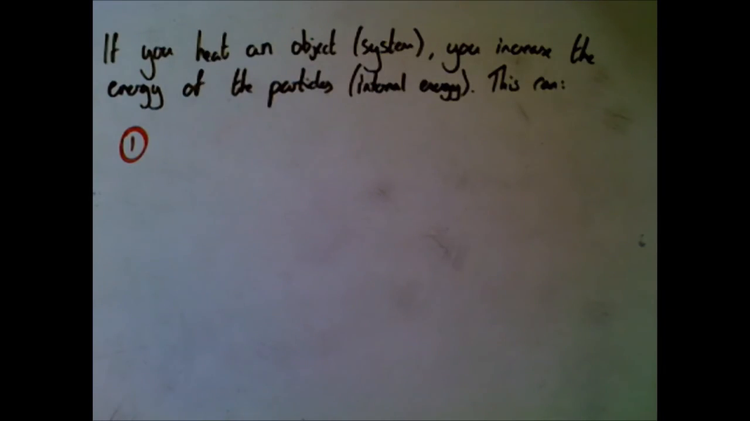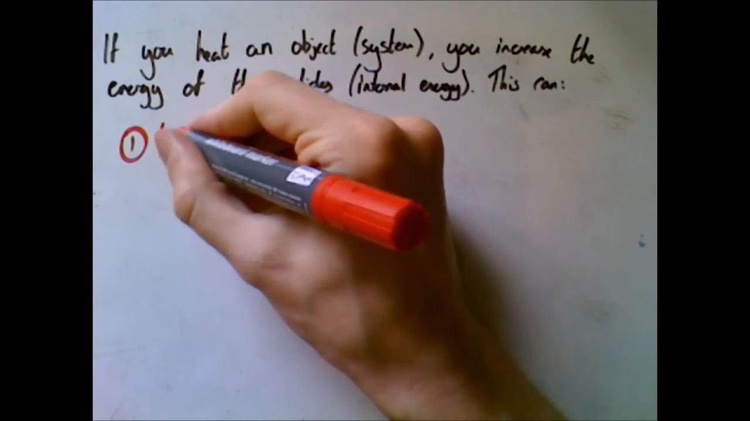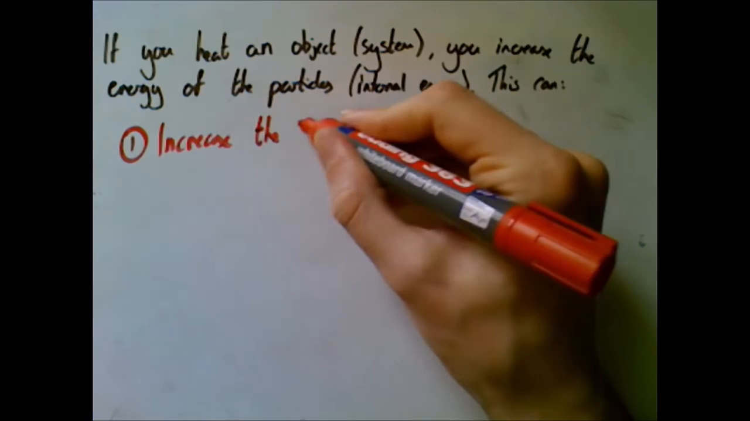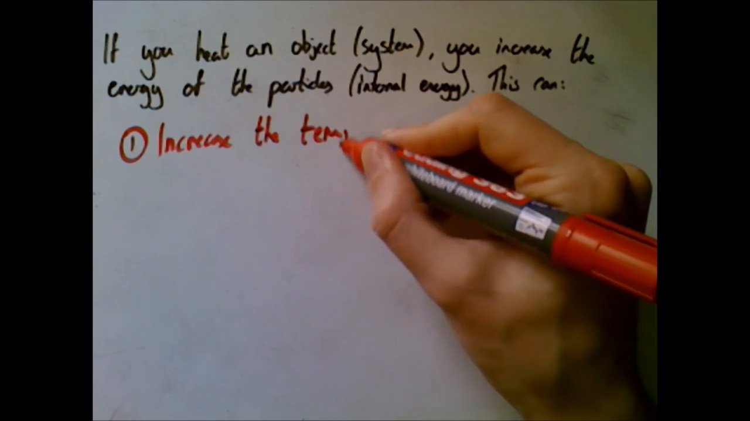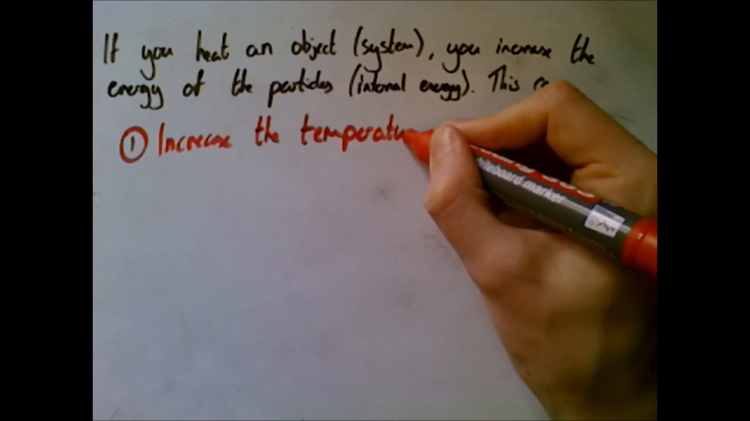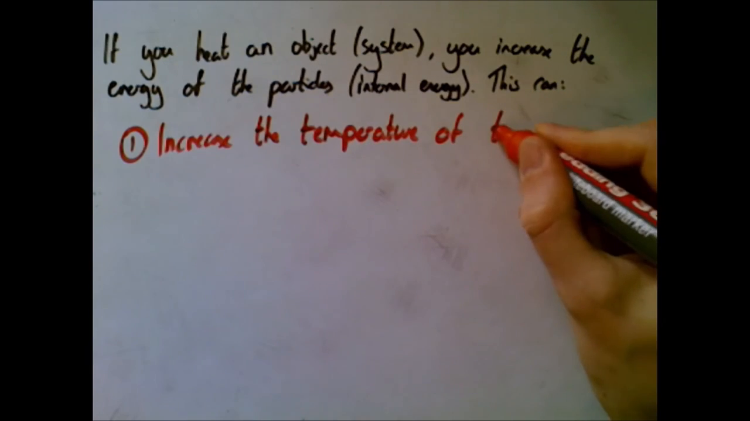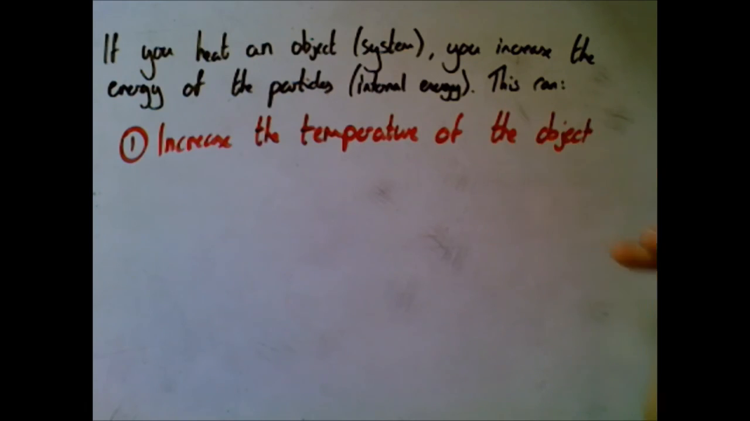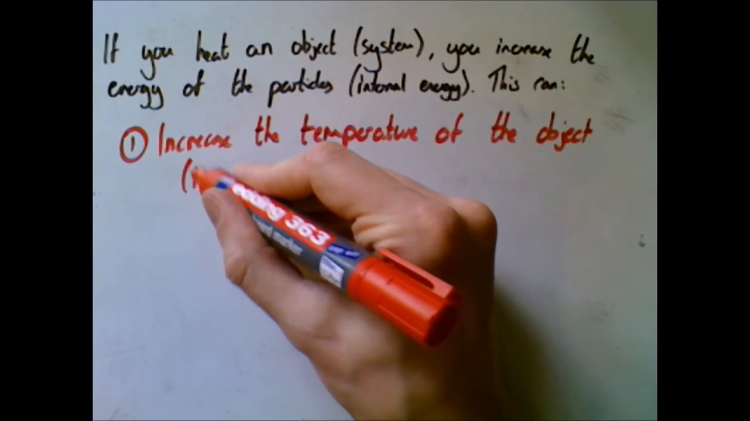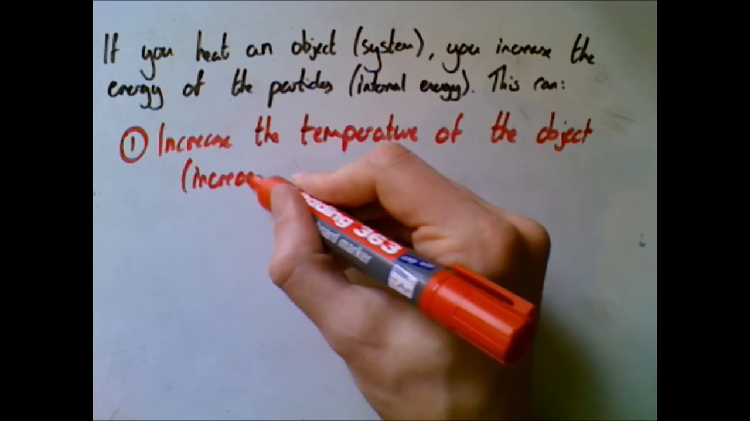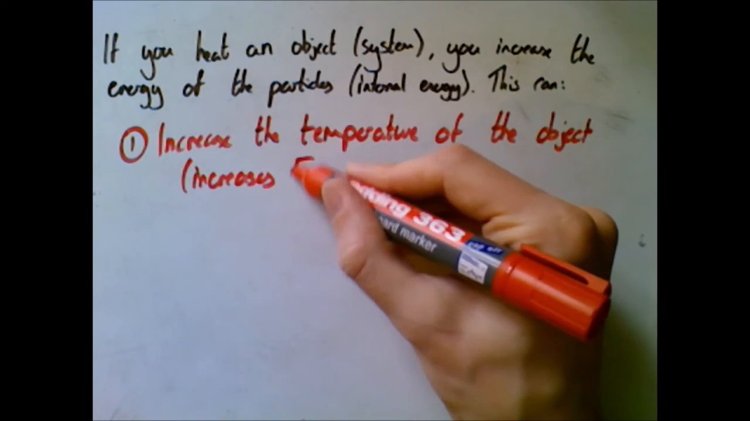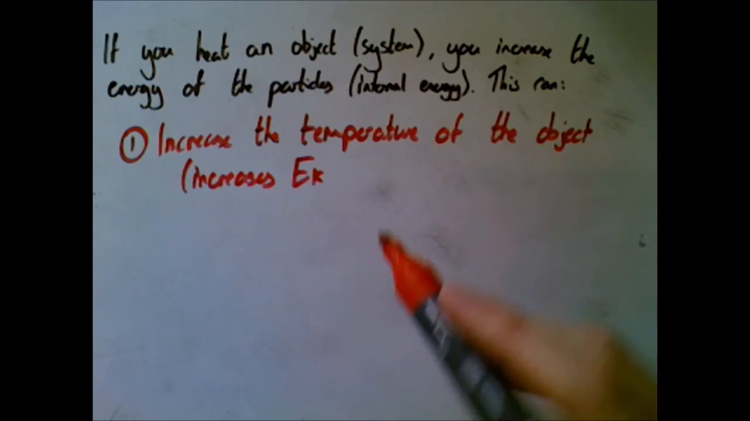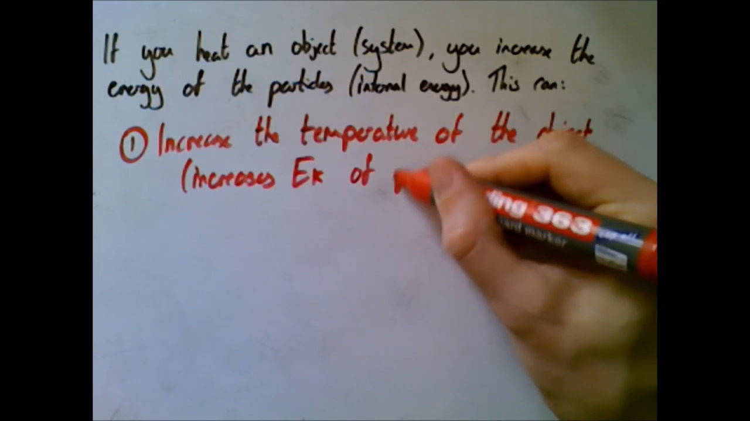First thing it can do then, and I'm doing it in red on purpose, it can increase the temperature of the object. Okay, so that increases, and I'm going to use EK for kinetic energy, remembering back to the energy topic, so it increases the kinetic energy of the particles.